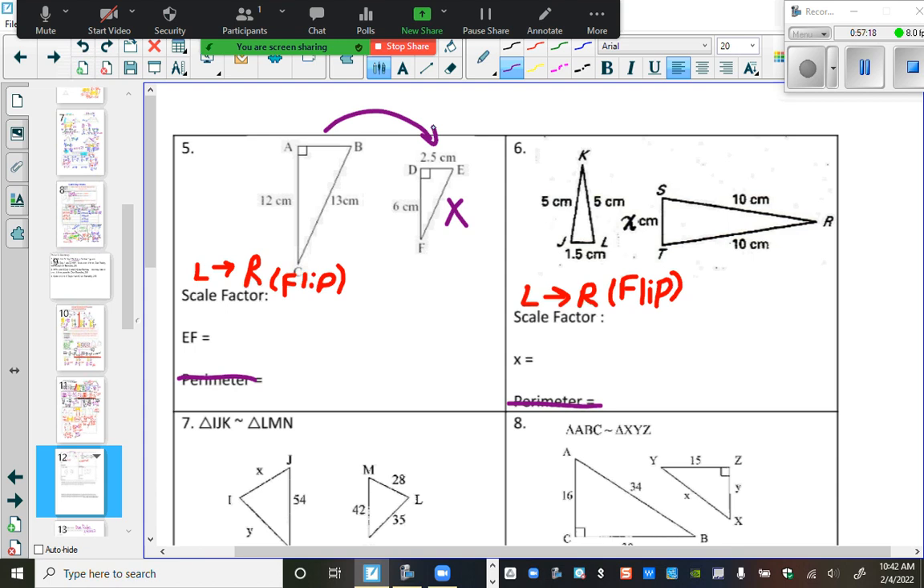Go ahead. It would be like 12 divided by 2 would be 6. Would that be the whole thing? Like, if I were to put 2.5 times 2, would it be 5? Yes. All right. I like where we're going with this.